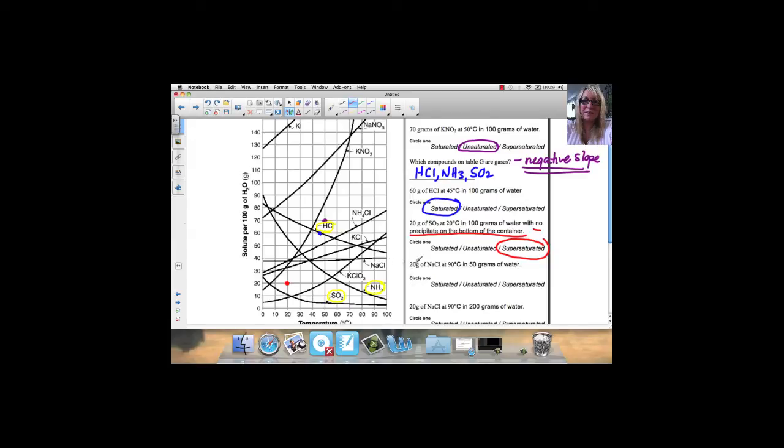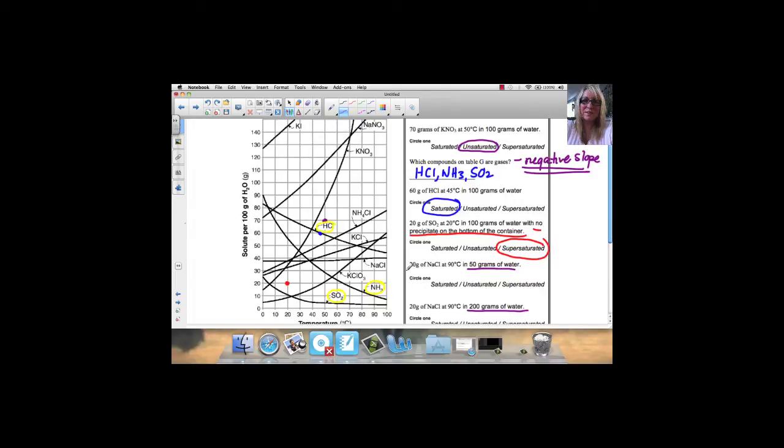Okay, now they're getting tricky on us. On the next one, they've changed the grams of water. You have to be careful when they change the grams of water. In these last two, they've changed the water. It's no longer 100 grams. So you need to set up a proportion to determine what it would be in 100 grams.